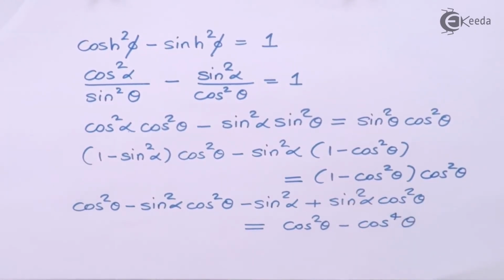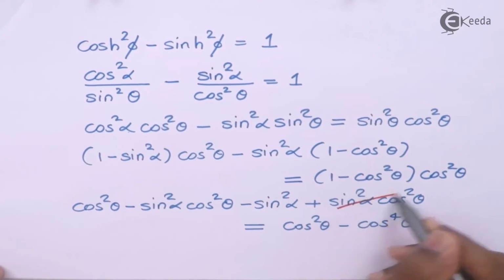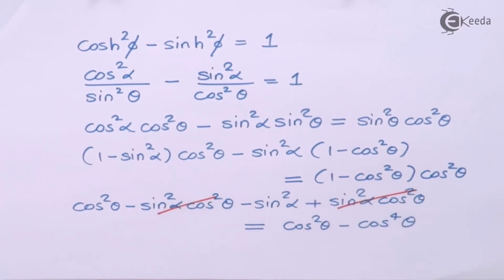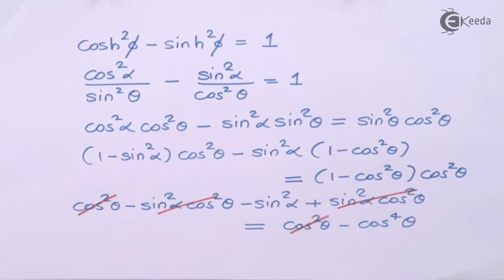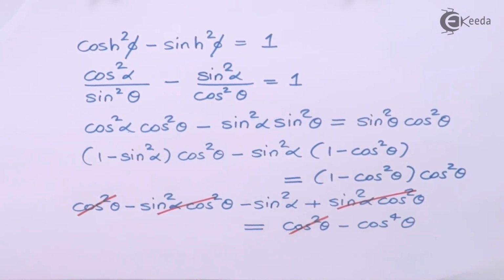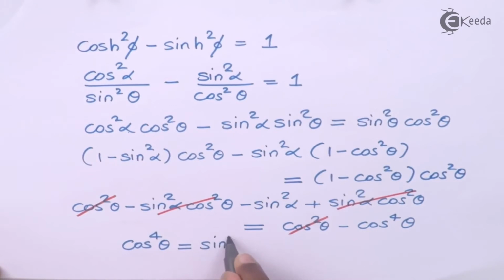Now we'll cancel a few terms. So I'll cancel this term with this term because it is the same and opposite in sign. Next, this cos square theta, if I take it on the left hand side, that will be negative cos square theta. So that is why I'll cancel this cos square theta with this cos square theta. And now we got negative sine square alpha equal to negative cos raised to 4 theta. So if I shift this to the left hand side, that will become positive cos raised to 4 theta. And if I shift this to the right hand side, that will become positive sine square alpha.